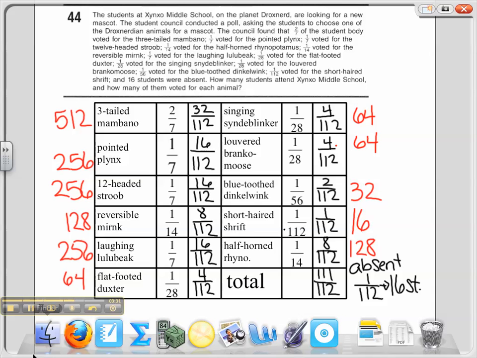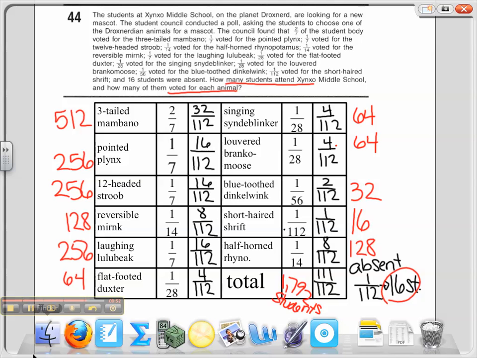So it says how many students voted for each animal. So I now know how many students voted for each animal, but it also wants to know how many total students attend the middle school. All I need to do is add all of these up. And I don't want to forget when adding up my 16 absent students, because it did not ask me how many students attended or voted that day only. It asked me how many total students there are. When I add them up, I get a total of 1,792 students at the middle school, at Zinco Middle School.